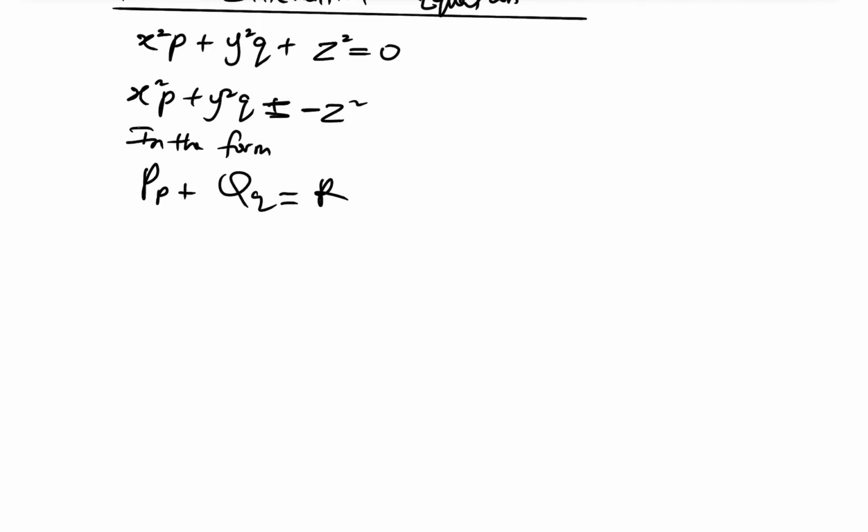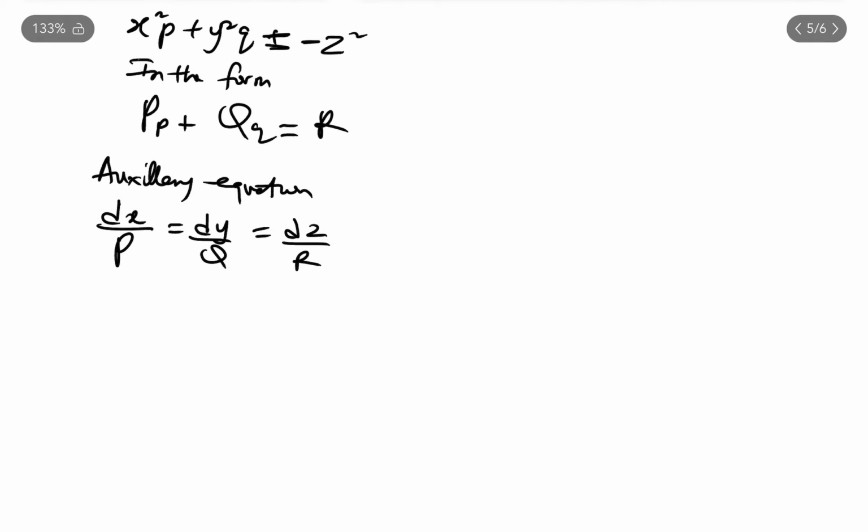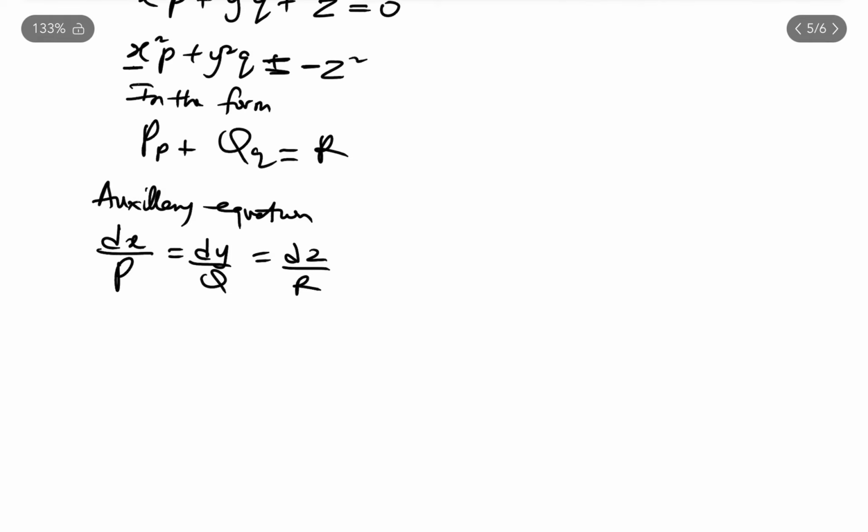What we have to do is write the auxiliary equation, and the auxiliary equation is always going to be in the form dx over P equals dy over Q equals dz over R. That's always how we write it in this kind of question. So what is the coefficient of p here? This is our P. This is our P, Q, and R.